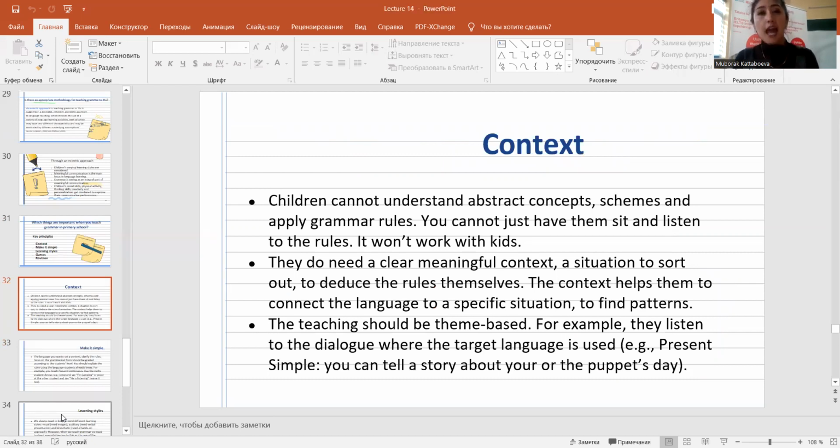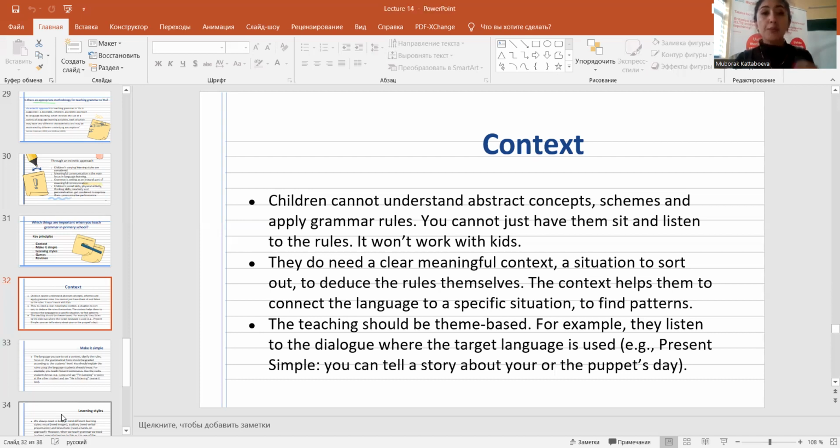Children cannot understand abstract concepts, schemes, and apply grammar rules. They will not understand your formulae. You cannot just have them sit and listen to the rules, and you cannot make them write down these rules. It won't work with the kids. They do need a clear, meaningful context, which you provide for teaching this grammatical pattern. It can be a situation to start out with, a rule that they can deduce themselves, they can figure out the rule themselves. This way, they will remember it better.